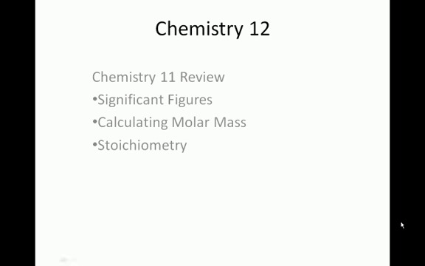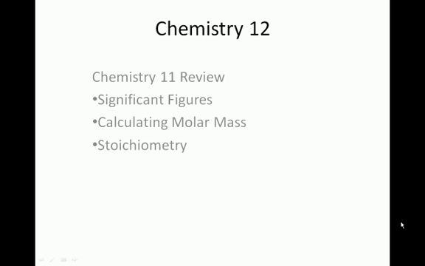Hey everybody, we're going to be doing some Chemistry 12 today, but before we do that, we're going to do a little bit of Chemistry 11 review. So we're going to be looking at three big things for our Chemistry 11 review. The first one is going to be a review on significant figures. What are they and how to work with them.